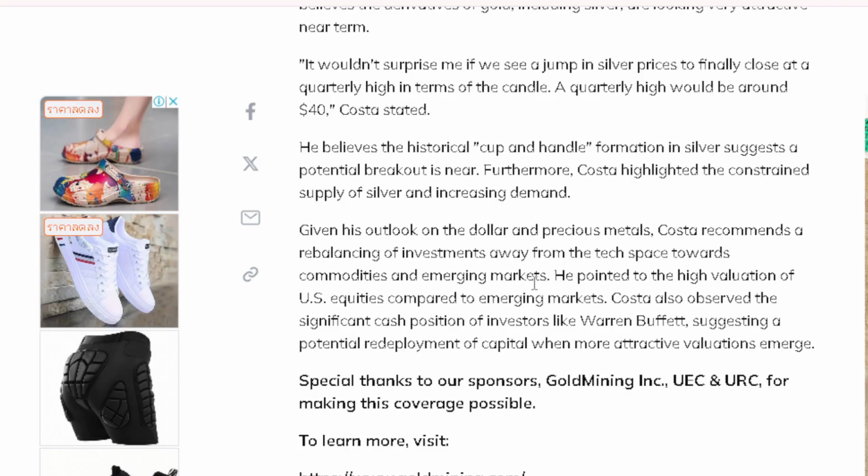Costa recommends rebalancing of investments away from the tech space towards commodities and emerging markets. He pointed to the high valuation of US equities compared to emerging markets. Costa also observed the significant cash position of investors like Warren Buffett, suggesting a potential redeployment of capital when more attractive valuations emerge.